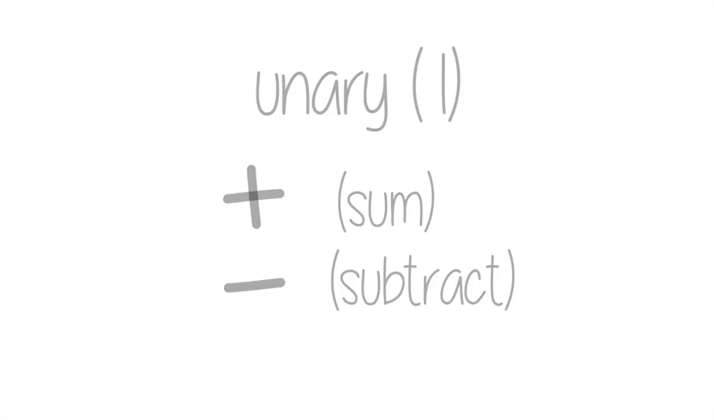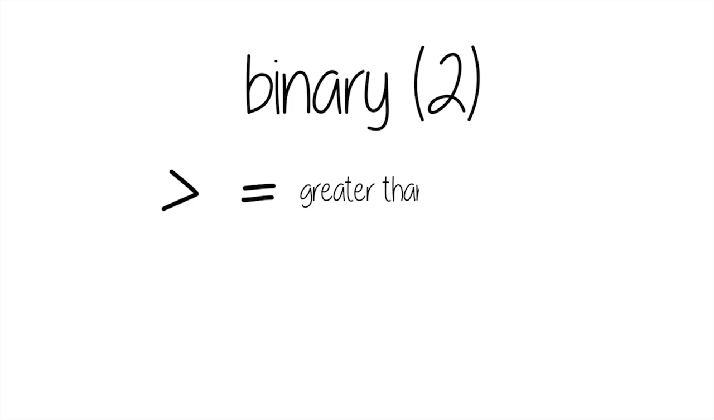Another one would be binary types. So binary, which would have two operands. So here we have such as greater than or equal to, and then less than or equal to, which would be the opposite.